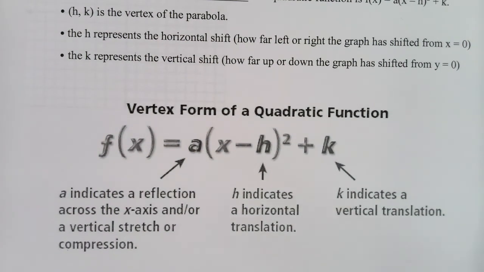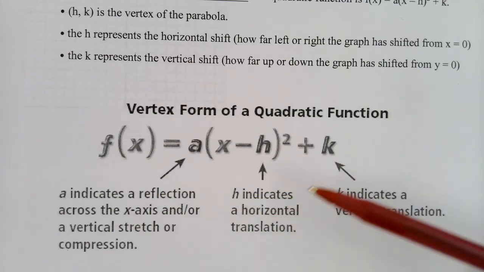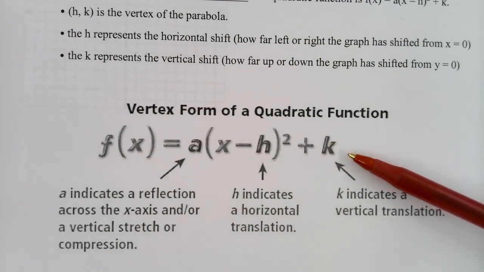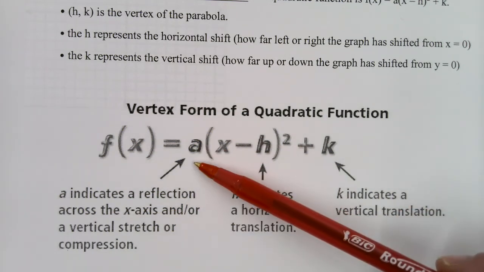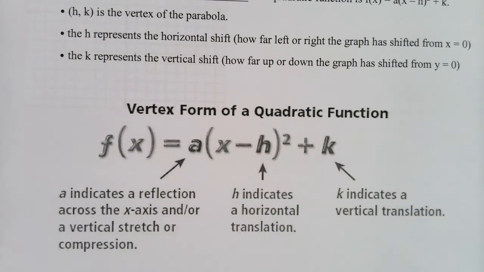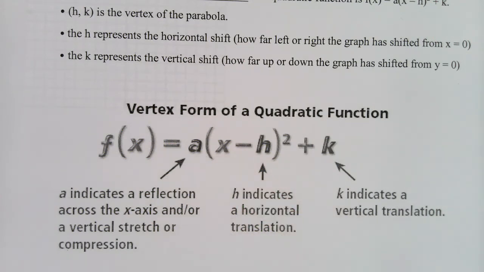And here we go. Again, this kind of shows you what I just said. So this is vertex form. This h represents how far you're translating it horizontally. The k represents how far you're translating it vertically. And the a at the front represents whether you are reflecting it across the x-axis or not, and whether you have a vertical stretch or a vertical compression. So it talks about whether you get skinnier or wider. That's what the a represents.